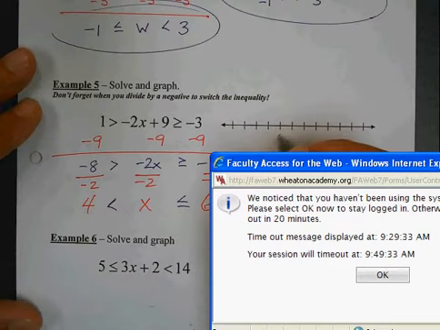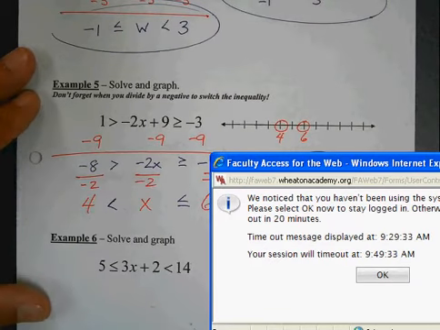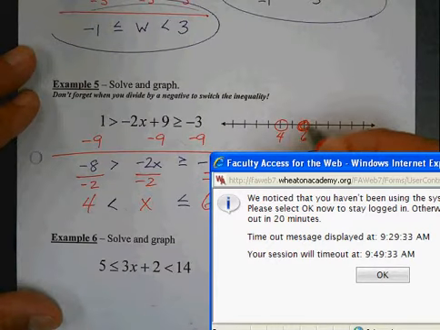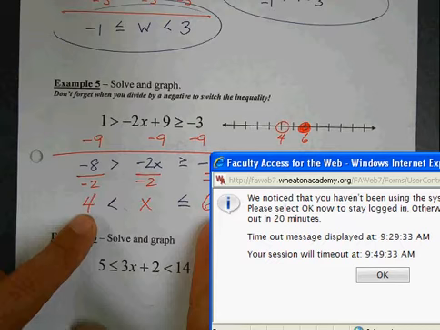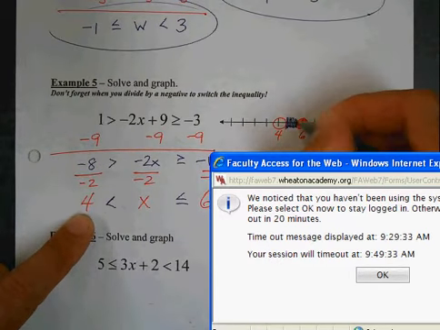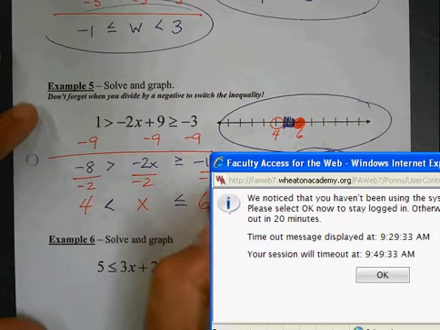There's 4, there's 6, there's my circles. Do I fill either one in? Which one? The 6? Where do I shade? I'm looking for numbers that are in between these numbers. So shade where? In between. So there's my graphical answer. There's my algebraic answer.